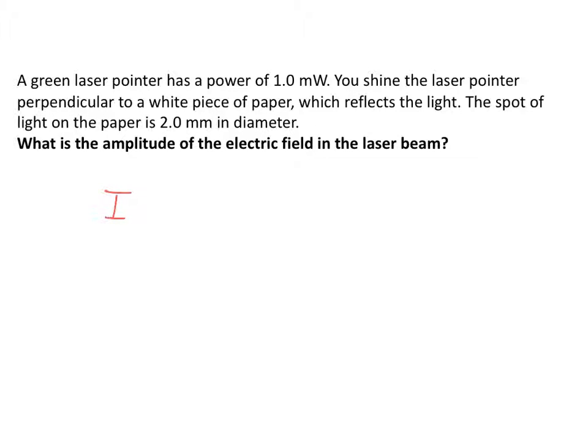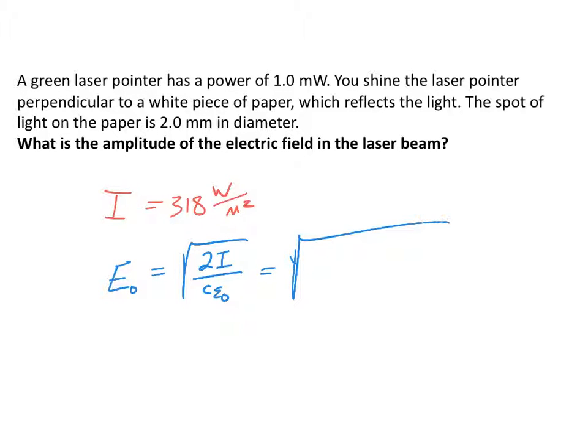Well, we already know that the intensity is 318 watts per meter squared from the last problem. One of our equations we worked out in the last lecture, there's this equation. If you squared both sides, this is for a reflecting surface, it's just 2I per c equals the square of that field. And so we do the plugging and chugging.